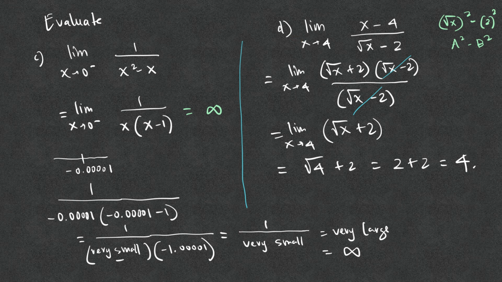Now we factored the numerator, but an alternative way is to multiply the conjugates, both numerator and denominator, and the conjugate of the square root of x minus 2 is the square root of x plus 2. We will end up with the same result.